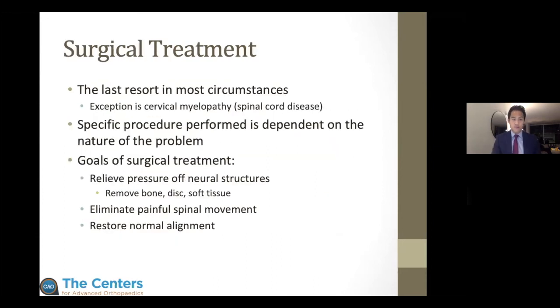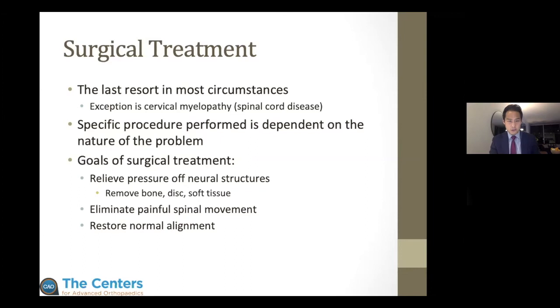Moving away from conservative treatment options, we want to discuss surgical treatment. Now, like I said before, surgical treatment is the last resort in most circumstances, with the exception of cervical myelopathy, as the studies have shown that surgical treatment for cervical myelopathy is far superior to non-operative treatment of cervical myelopathy.